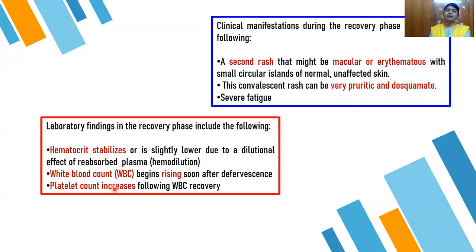The white blood cells and the platelet counts, which were very low during the febrile phase and the critical phase, will now start increasing, which is a very good sign that the patient is recovering from dengue infection.